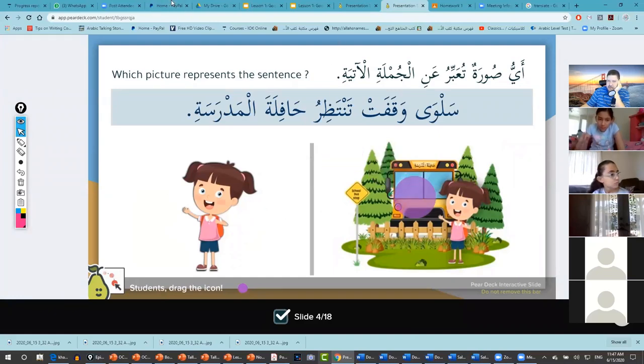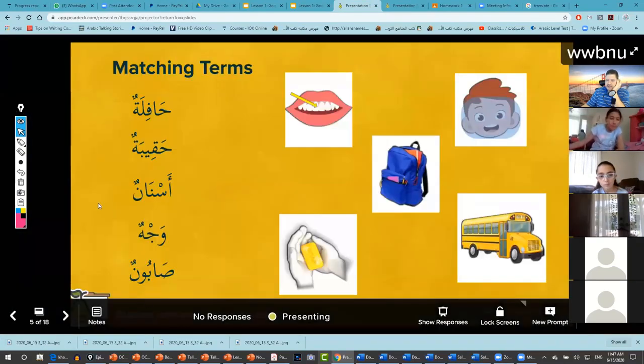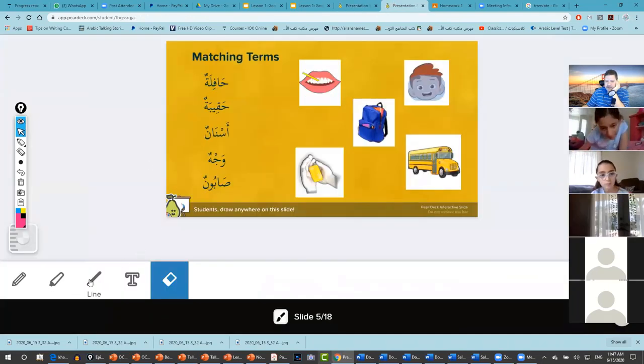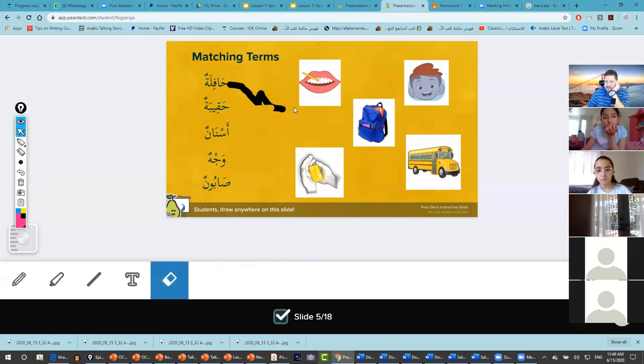I'm going to switch now to another one. This one, you have to make a line. I have this line tool or pencil. I can make a line between the word and the picture. So the first one, hafila, where should I go? What is hafila? Try to find it and connect it. We have hafila, bus, haqiba, asnan, wajh, sabun.